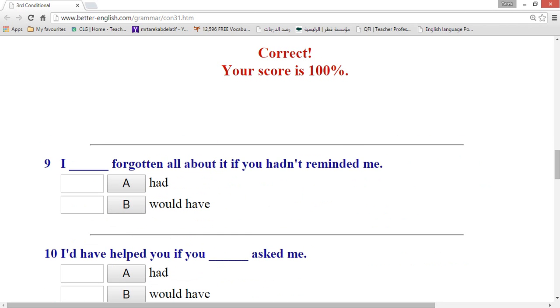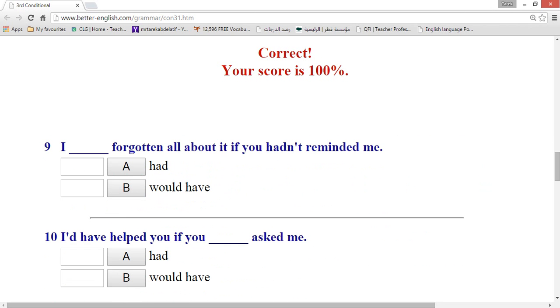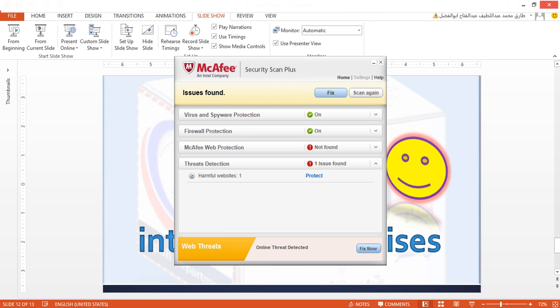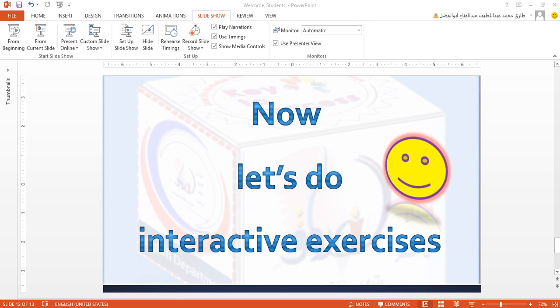Number 9. I would have forgotten all about it if you hadn't reminded me. If you hadn't, the main clause. Good. Would have. Number 10. I would have helped you if you had asked me. If you had asked. So yes, had is missing here.